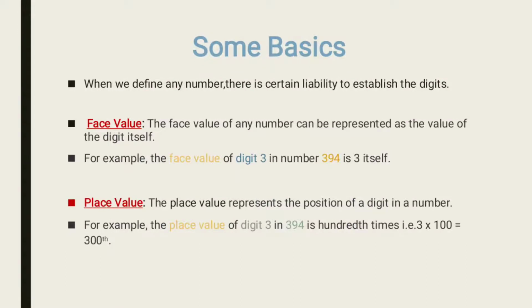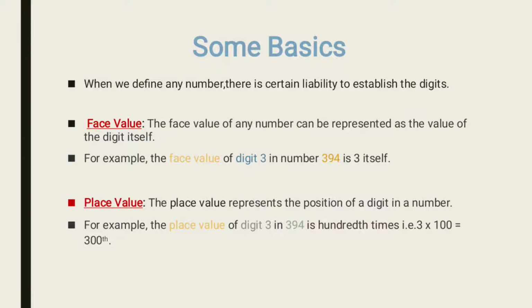Before starting with the concept, let me tell you some basics. When we define any number, there is a certain liability to establish the digits. Liability means on which place or on which basis the digit is situated in the number. So there are mainly two terms. One is face value and another is place value.